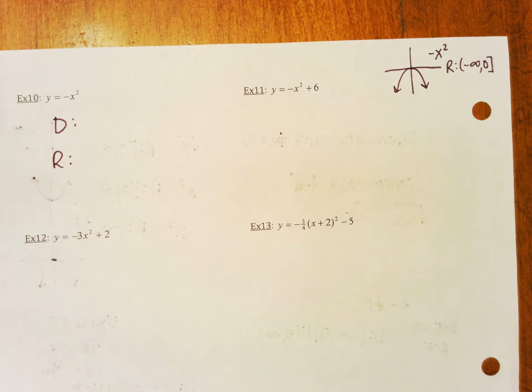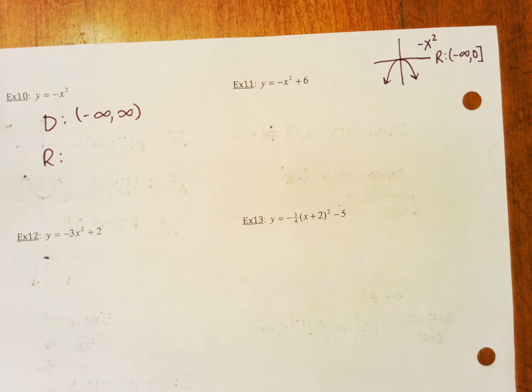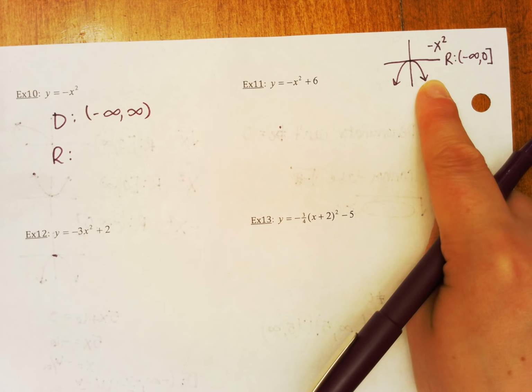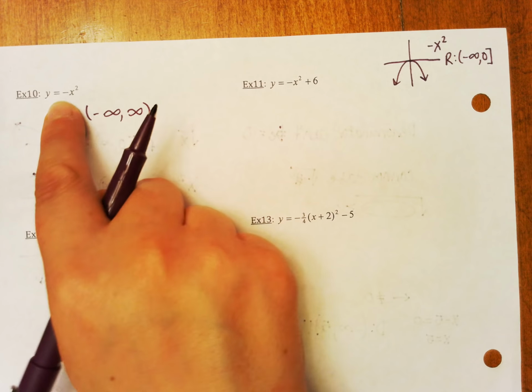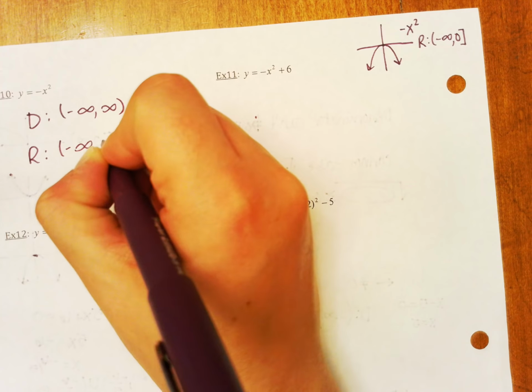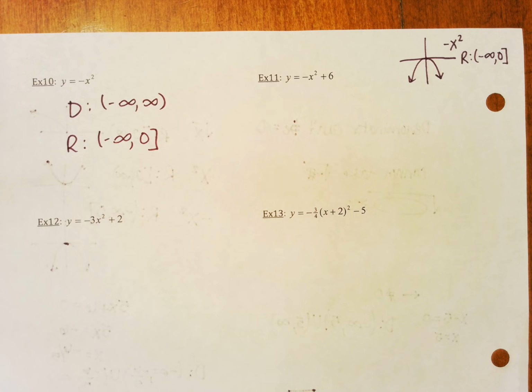Again, if we're looking at our domains, do we have any problems with domains? Do we have a denominator? Do we have a square root? Nope. So we're at negative infinity to infinity. Our range, again, this is our parent function, so all the values that we plug in are going to be positive, and then we have this negative on the outside, so it makes it negative, which flips our range completely around. Instead of going from 0 to infinity, we're going from negative infinity to 0.